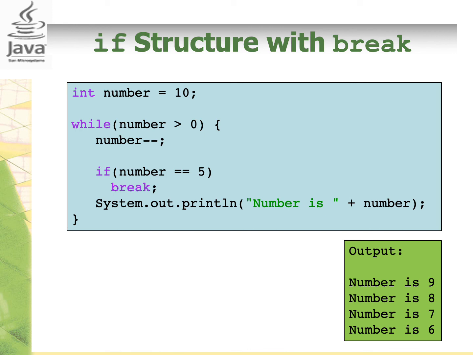That's why when we run the code, it displays number is 9. 9 minus minus is 8, so it will display number is 8. 8 minus minus is 7. It then displays number is 7. 7 minus minus gives us 6. It will display number is 6. 6 minus minus becomes 5. It checks in the if statement. 5 is equal to 5. That is true, so it breaks out of the loop and ends the program. So the output that we will get is number is 9, number is 8, number is 7, and number is 6.